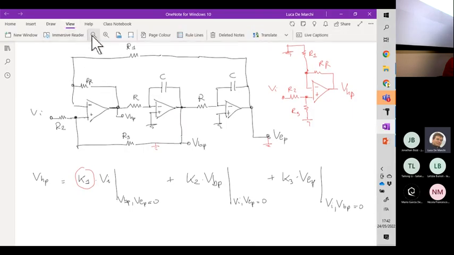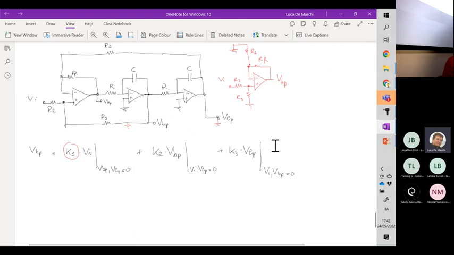Can I zoom out? You see the circuit if I'm zooming out? Can you read the characters? Yeah, okay.